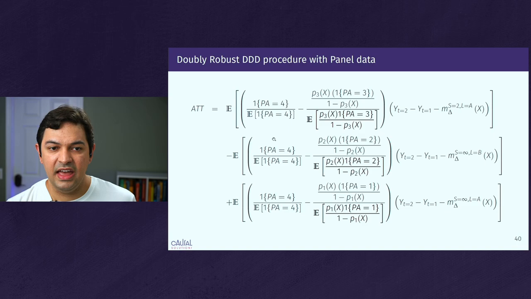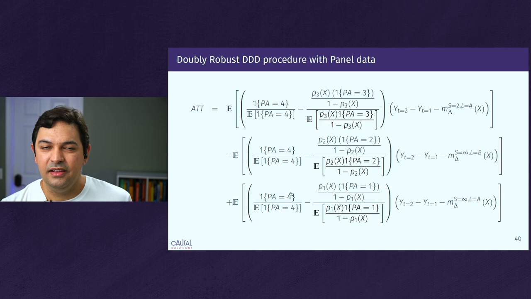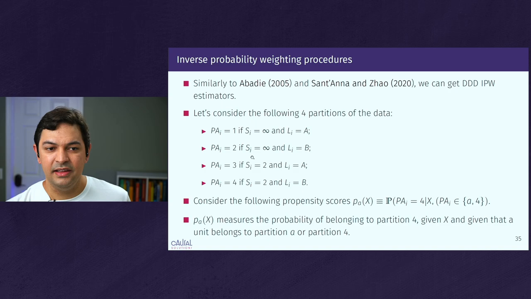Well, since I'm here, I can do another one. I can do a different doubly robust DID using partition 4, the treated cohort, and partition 1. So what I'm going to do is go back, drop partition 2, drop partition 3, and do a doubly robust DID of partition 4 minus partition 1, right?